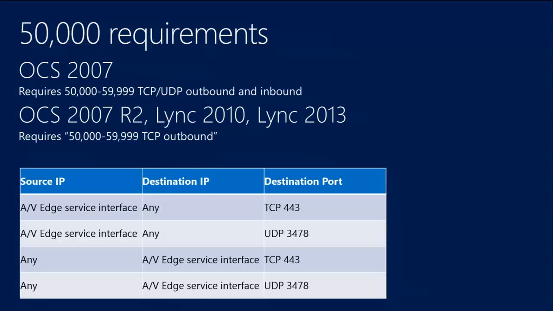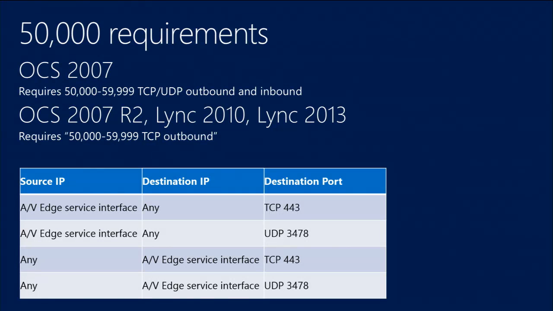If they're on R2 or 2010 or 2013, you'll see in our documentation this lovely little nugget. We require 50,000 to 59,999 TCP outbound. What the heck does that mean? TCP outbound. Well, what they left off is we need that port range as TCP outbound as a source, with the destination port being 443.